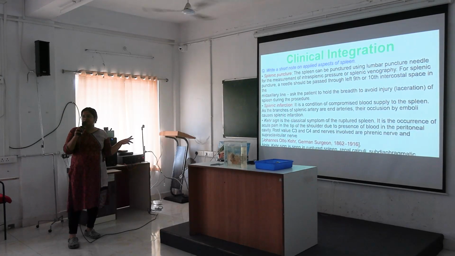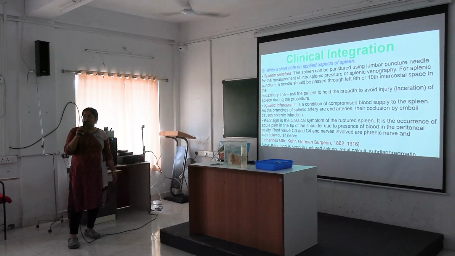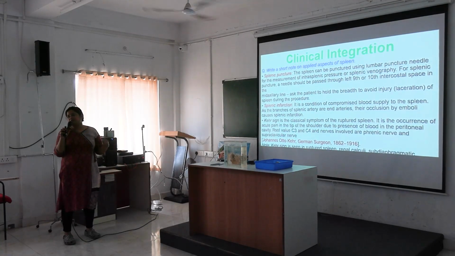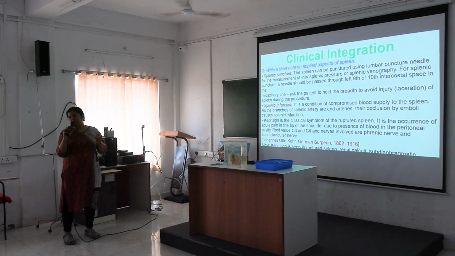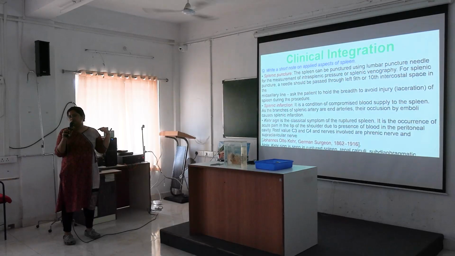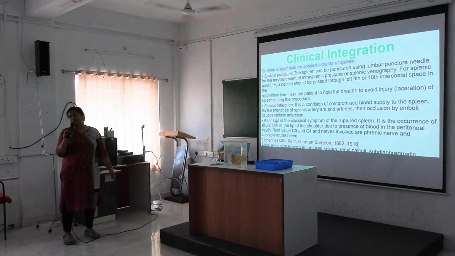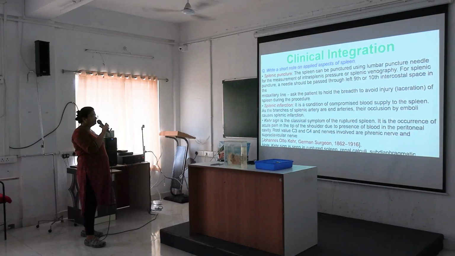Kehr sign is asked when explain why. Why in case of rupture of spleen there will be pain in the shoulder? Because of common nerve supply. C3, C4 root value is involved. This supplies the diaphragm through the phrenic nerve and supplies the shoulder area through supraclavicular nerve. That's why the explain why question is important.